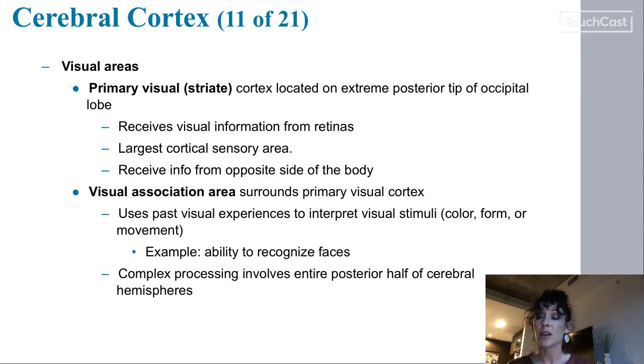The visual association area surrounds this primary visual cortex to help it recognize what you're seeing. It uses our past experience to interpret visual stimuli, so color, shape, movement of something. It also explains our ability to recognize faces because it's something that we've seen in a past visual experience. So this obviously is a really complex process that involves almost the entire back half of your brain. It's highly involved, a lot goes on with that. When we get into the special senses, we'll discuss that a little bit more in depth as well.